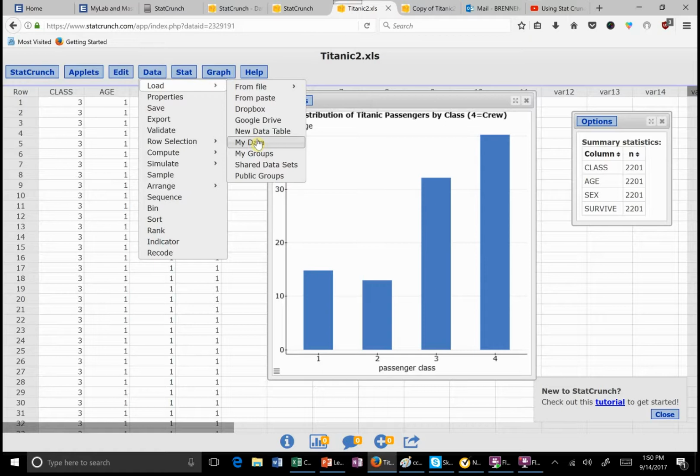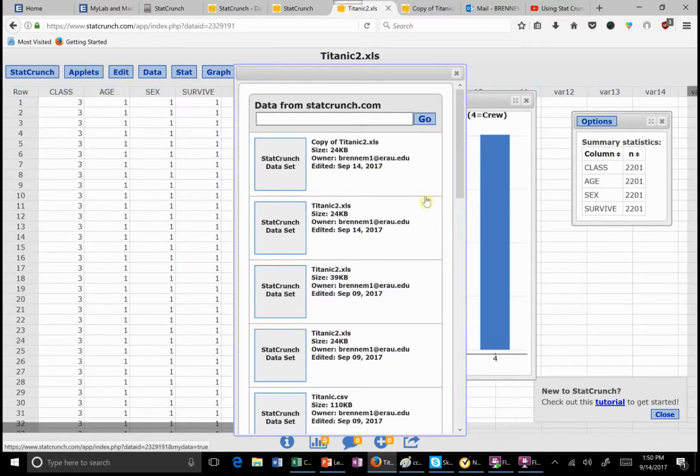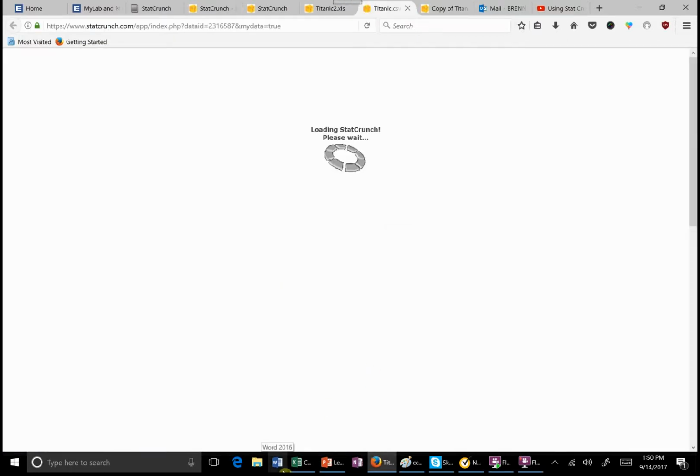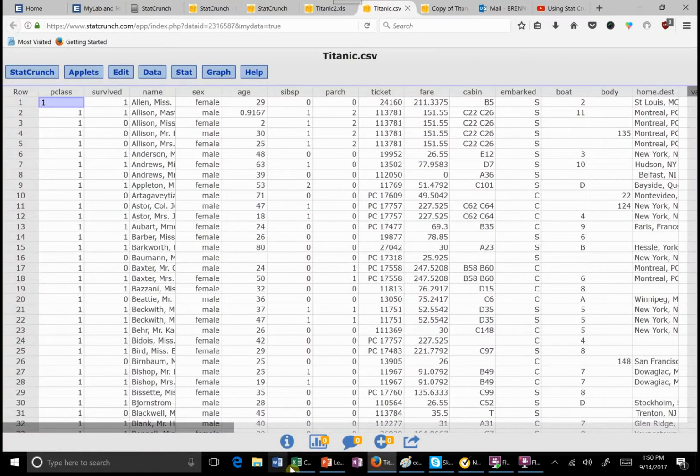And I click here, and I think I have a few things saved. Yeah, I have some stuff saved. So I click on whatever I want to open up, and again, it automatically opens it up in a new StatCrunch. So these are useful things. We're not going to use that right now, but it'll come in handy down the way.